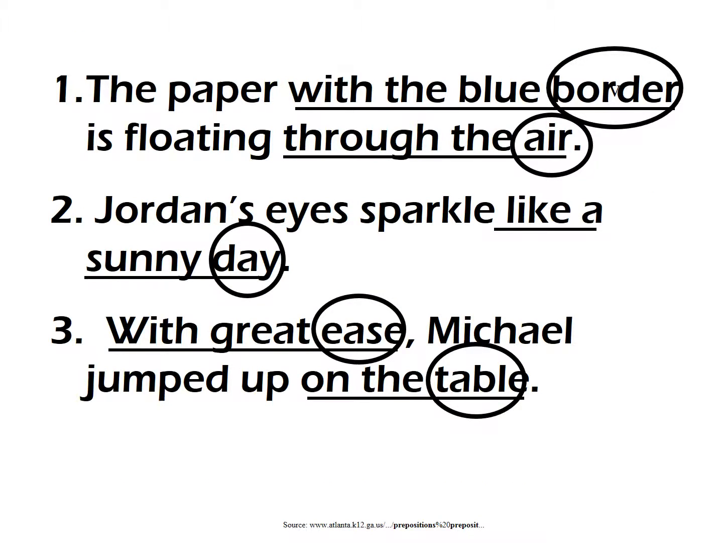So check to see if you got the same thing. The part that's underlined is the prepositional phrase, and then the circled part is the object of that preposition. So go ahead and pause your screen, compare your answers. If you didn't get any right, please do K-mail me or reach out on Skype so that I can help you.